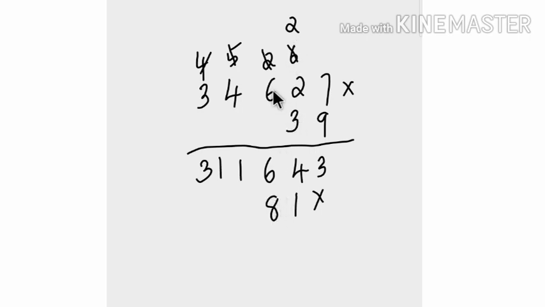3 into 6, 18. Write 8 here and 1 as carry. 3 into 4, 12. 12 plus 1, 13. Write 3 here and 1 as carry. 3 into 3 is 9. 9 plus 1 is 10. Okay. Now let's add these two rows.